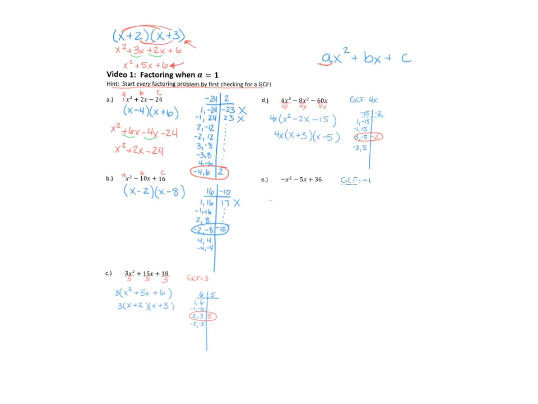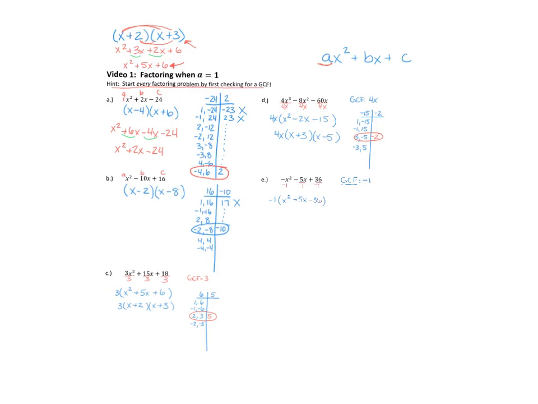So if I bring a GCF of negative 1 outside my parentheses and divide each of these terms by a negative 1, it'll fix my sign issue where I'll now have a positive x squared. Because negative x squared divided by negative 1 gives me positive x squared. Negative 5x divided by negative 1 gives me positive 5x. And positive 36 divided by negative 1 gives me minus 36.